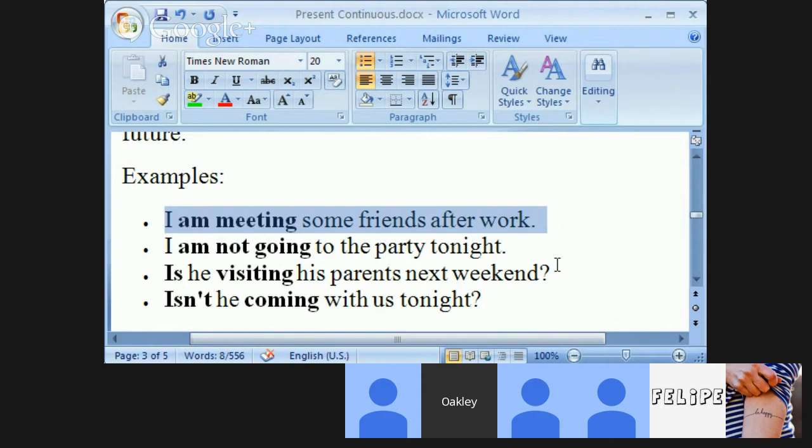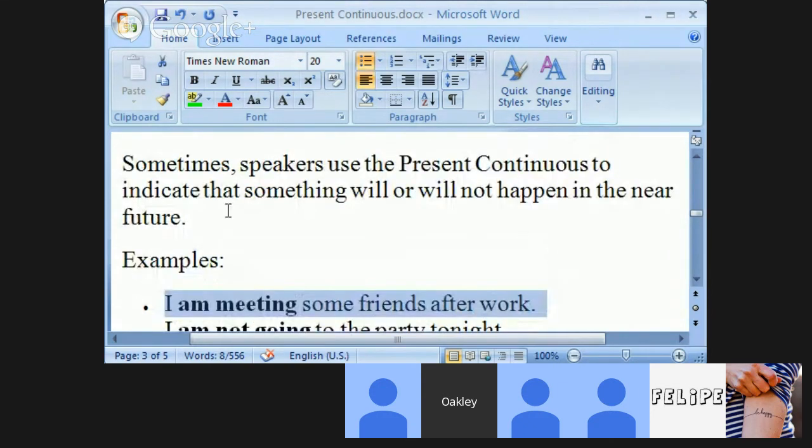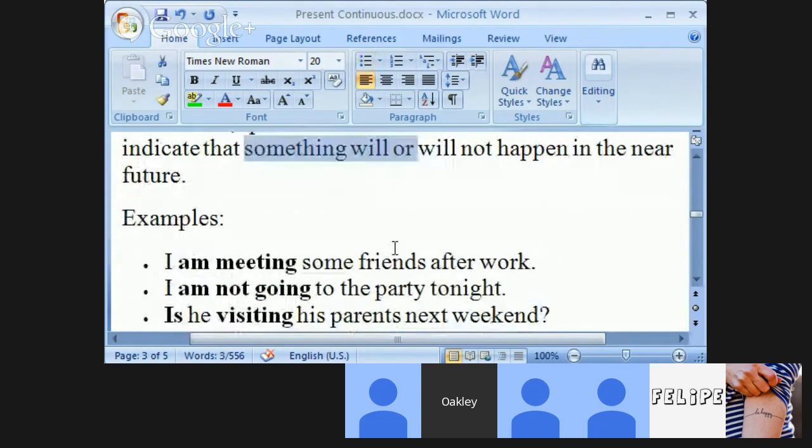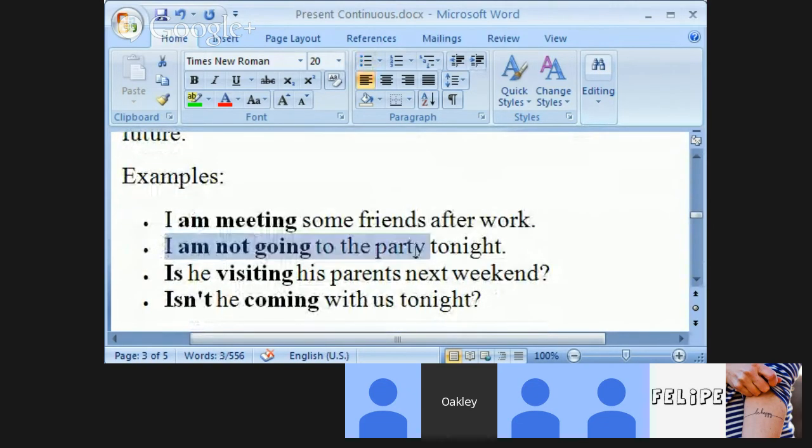There's also the idea not only that something will happen, but that something is planned to happen. I'm not going to the party tonight. Is he visiting his parents next weekend? Basically, you're asking, is he planning to visit his parents next weekend? There's an implied idea of this is a planned thing. It's been thought of before. You didn't just think of it right now.